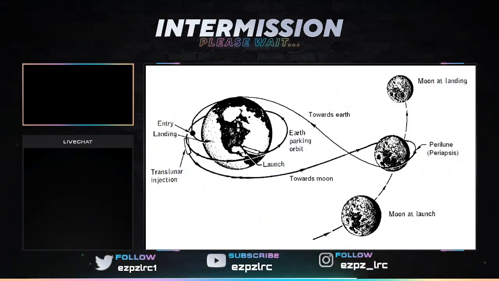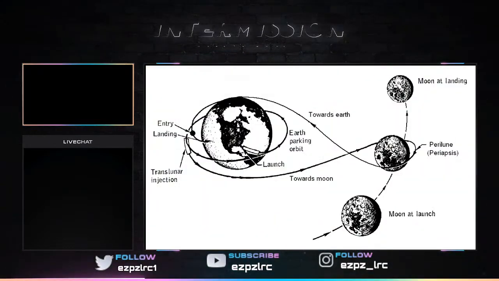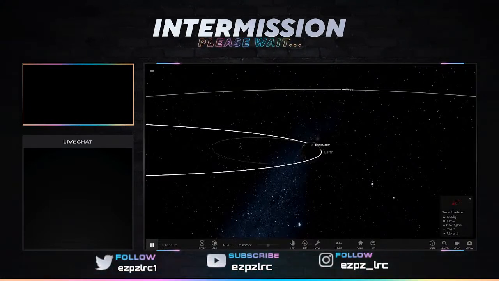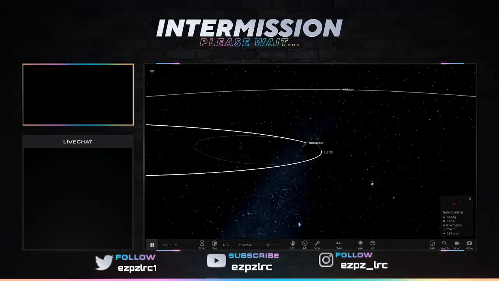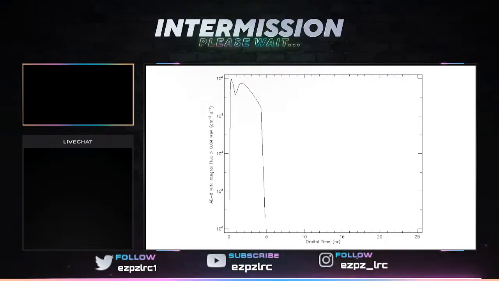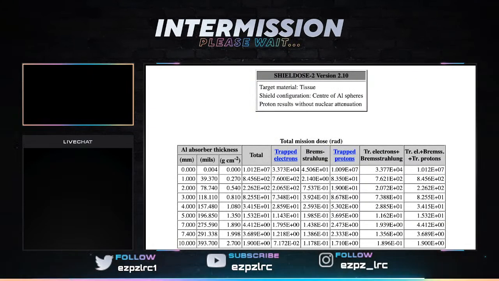Let's simulate the orbit of a spacecraft headed from low Earth orbit out to the moon. This takes a few hours to cross all of the belts and beyond the outermost belts. And in those few hours, again, an unprotected human would receive about 1 million rads. But again, this is totally unprotected. If you add shielding, it makes a huge difference.